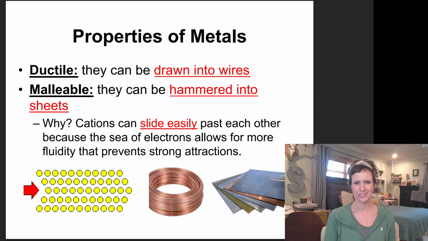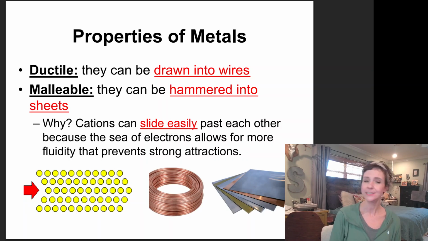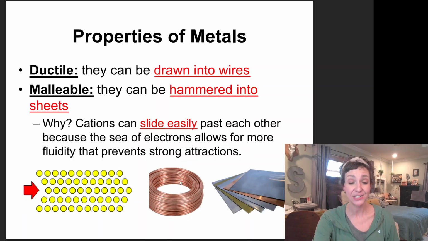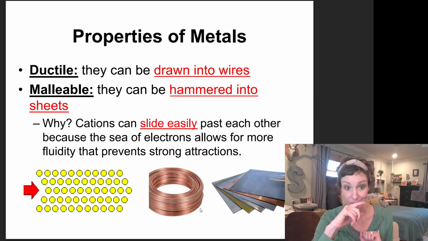More properties. Here are some terms. Ductile is a term that means you can draw it out into a wire. I mentioned copper wire before. I can do that with metals quite easily, even though metals are really strong.